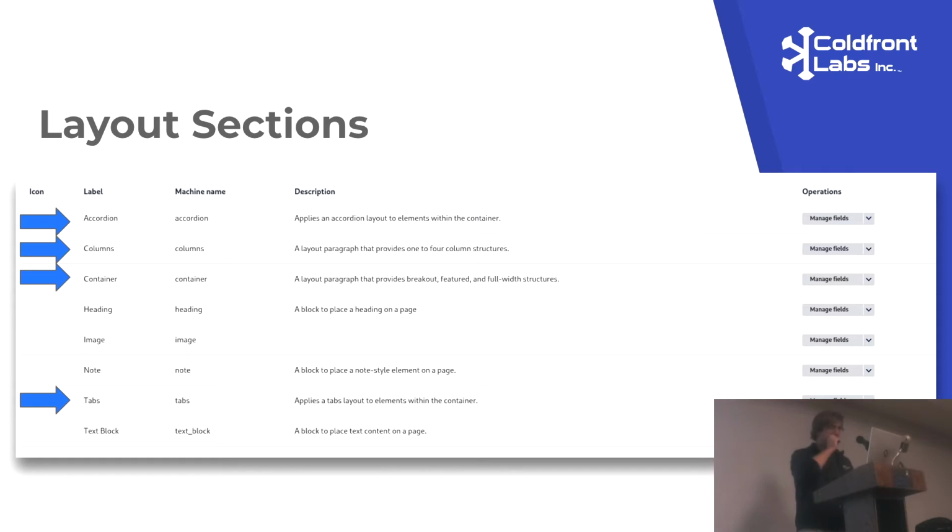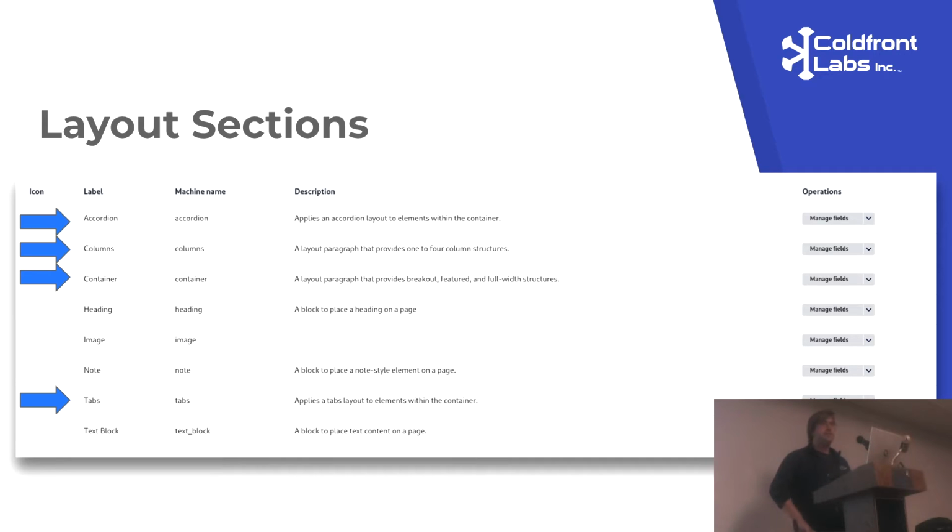So in this slide, this is a list of paragraphs that I have on my demo that's coming up, and I just put arrows on the paragraphs that aren't paragraphs of content, they're layout sections. These are different layout sections that can be applied within layout paragraphs. They can have fields too. You can put, like, this column has a heading field. You don't have to just use them as sections and that's it.